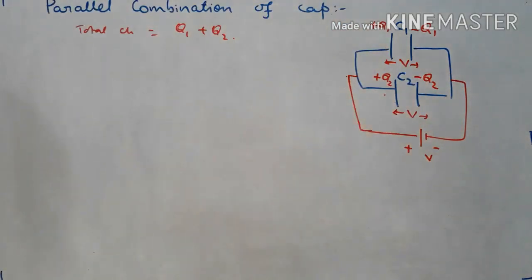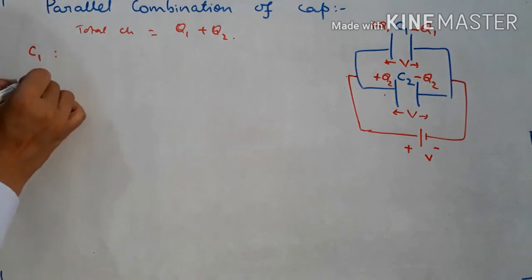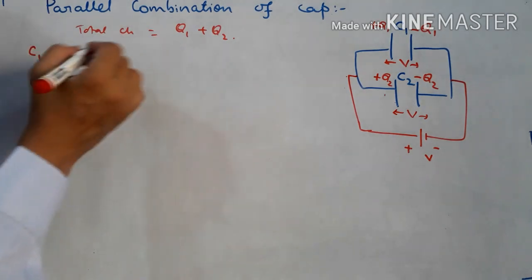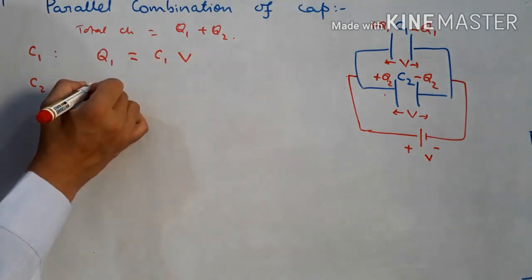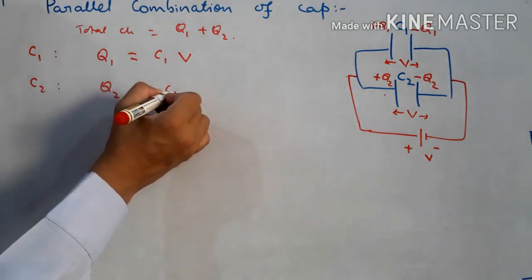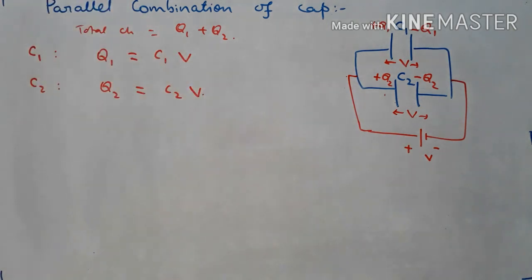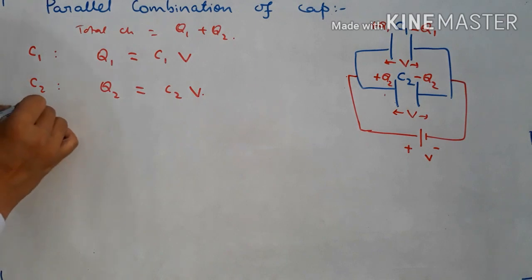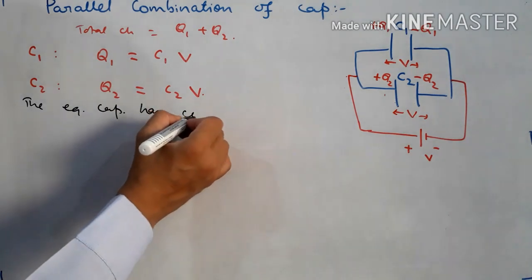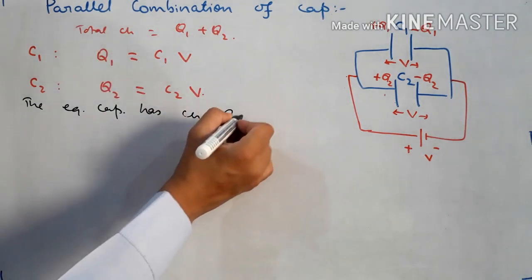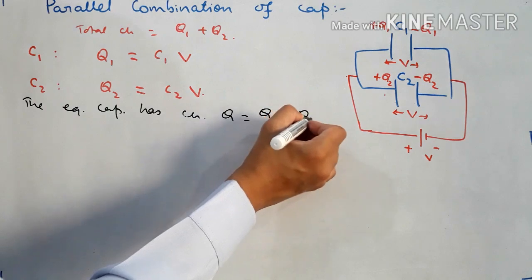So we'll have V and V. Thus, for capacitor C1 and C2, we will write the equations like this. Charge Q1 is equal to C1 times V, and for C2 we will write charge Q2 is equal to C2 times V. Is it clear, students? The equivalent capacitor has charge Q is equal to Q1 plus Q2.